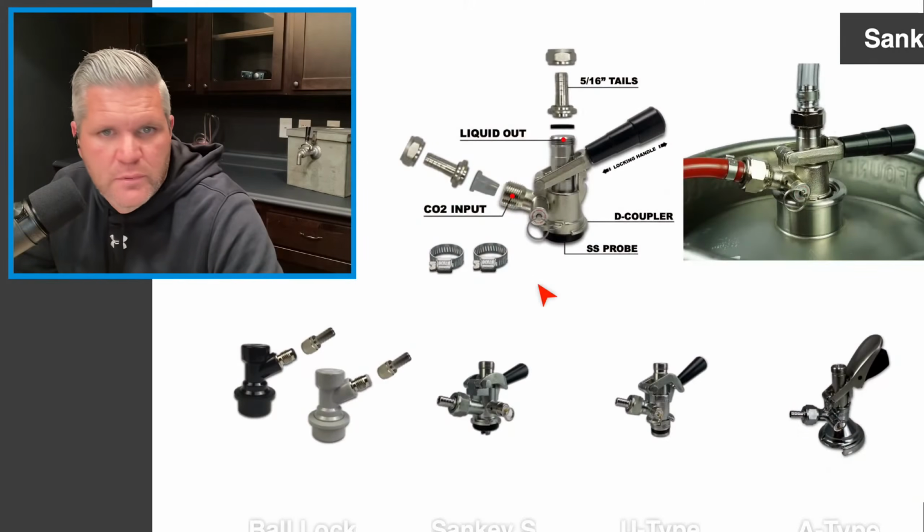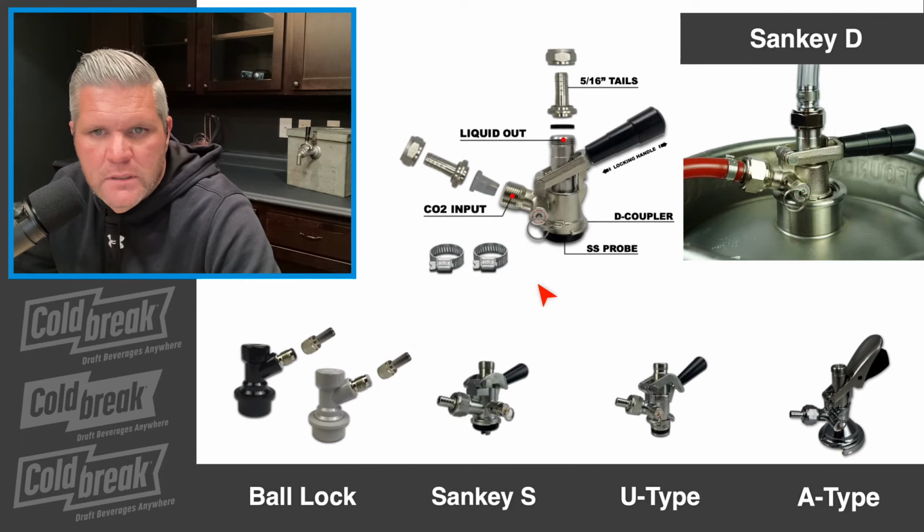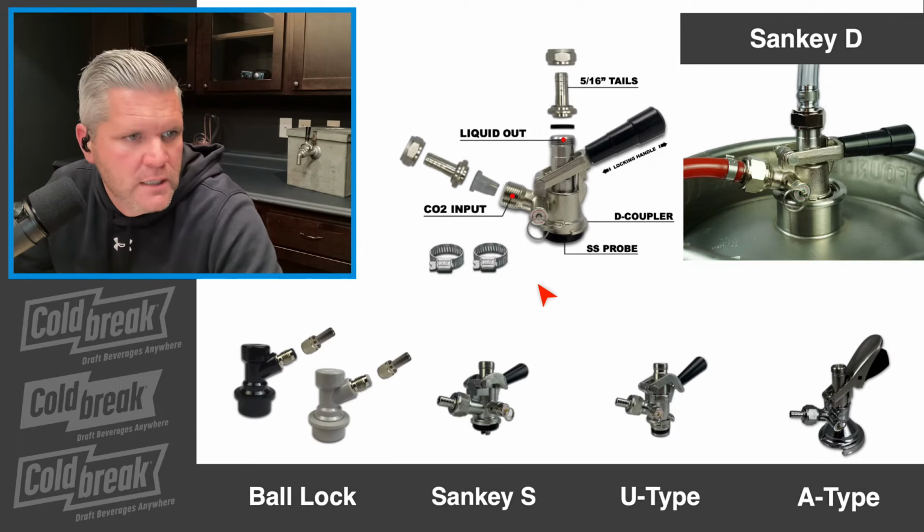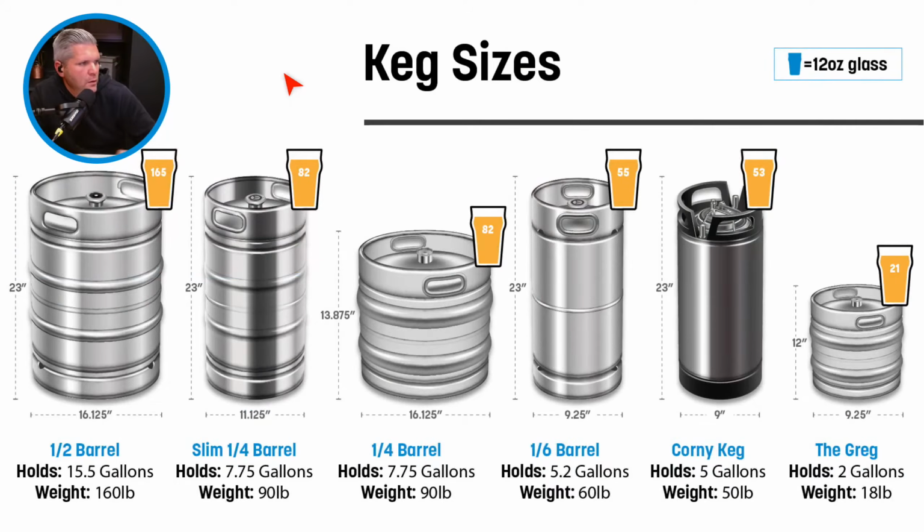So once we go from the couplers, the next would be, let me see if I got it all. Ball lock, Sankey, okay, got it all. We come down here to the kegs. So these are all Sankey D connections on top, except for the Corny keg. Again, these use the ball lock connections, the black and white ball locks. So one will go on this post, the other will go on this post.